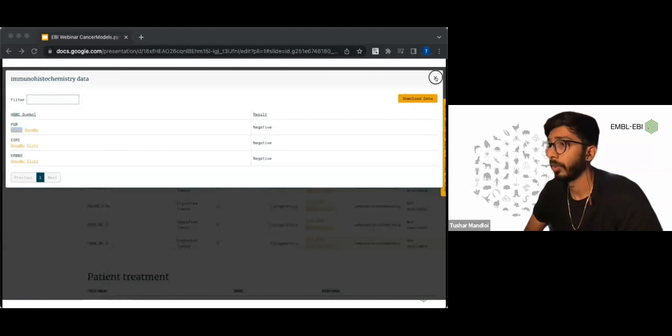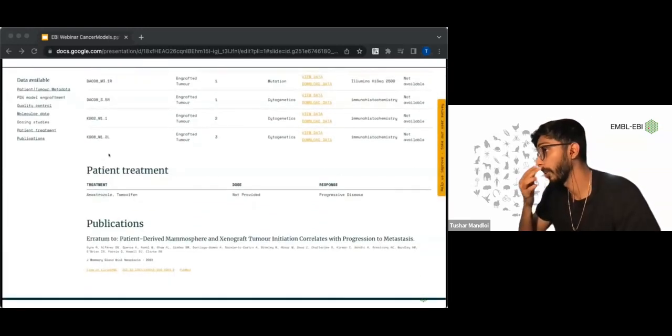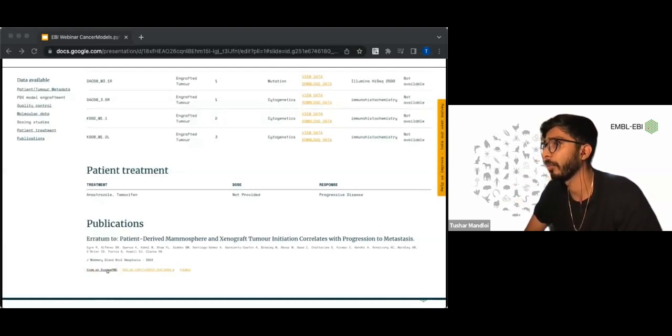Then we also provide information about the patient treatment associated with the models, and also provide information on publications these models are associated with.